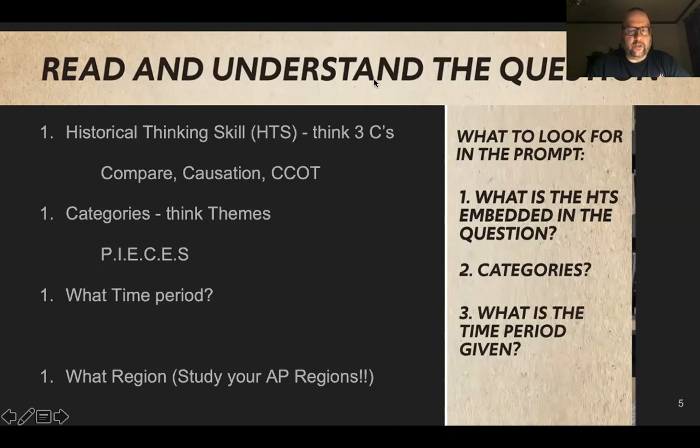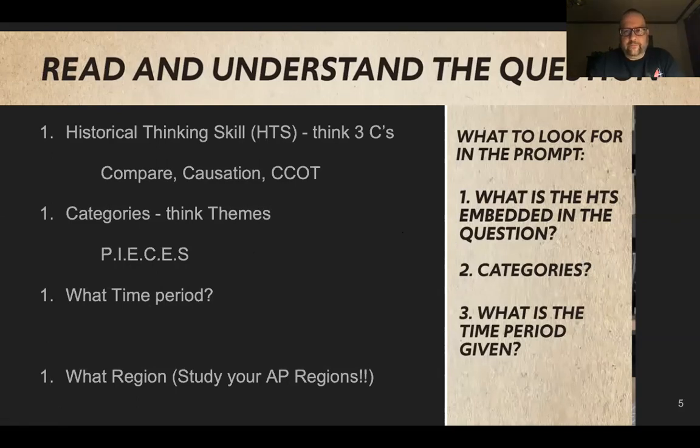Now we go to question 2, categories, and we have themes here. It's PIECES, and that stands for political, intellectual, economic, cultural, environmental, and social. These are the different categories, and there are obviously more. So this is talking about what categories we are dealing with here. Is this politically? Is this economically? Is it culture? What exactly is this asking?